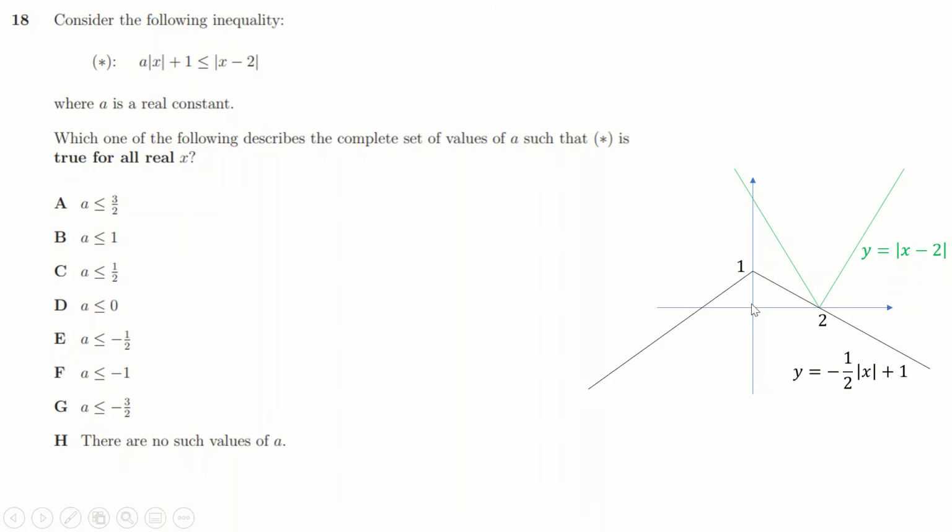And now this gradient here is just a rise of 1, run of 2. So the gradient is minus a half, which means that's what A must have been. And so A must be less than minus a half, anything less than that. If it's like minus 10, the graph is super steep like this, and it's definitely less than the green. So it's going to have to be A less than or equal to minus a half. Is the answer.